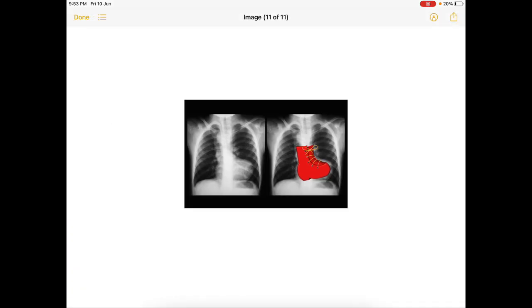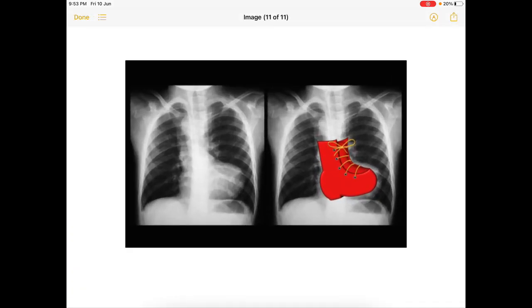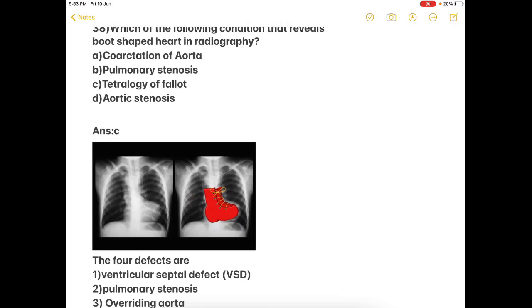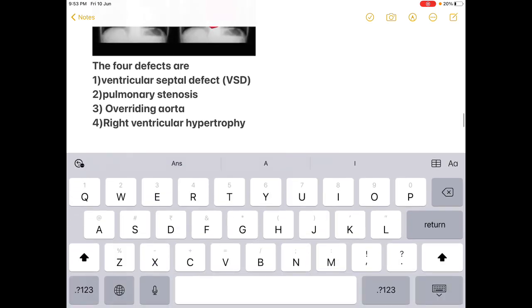We'll see the X-ray. This is the X-ray of TOF or tetralogy of Fallot. It's like a boot shape. That's why it is known as boot shape. The four defects of tetralogy of Fallot are as follows: VSD, that is ventricular septal defect; pulmonary stenosis; overriding aorta; right ventricular hypertrophy. This is also a very commonly asked question. Which of the following fall under the TOF?